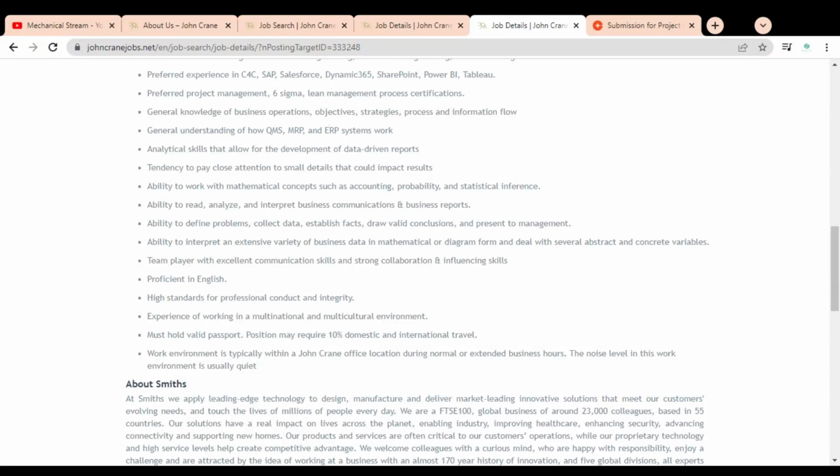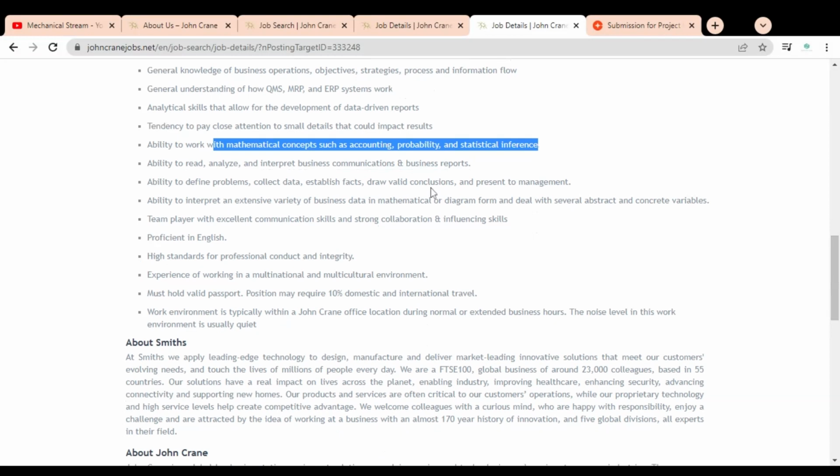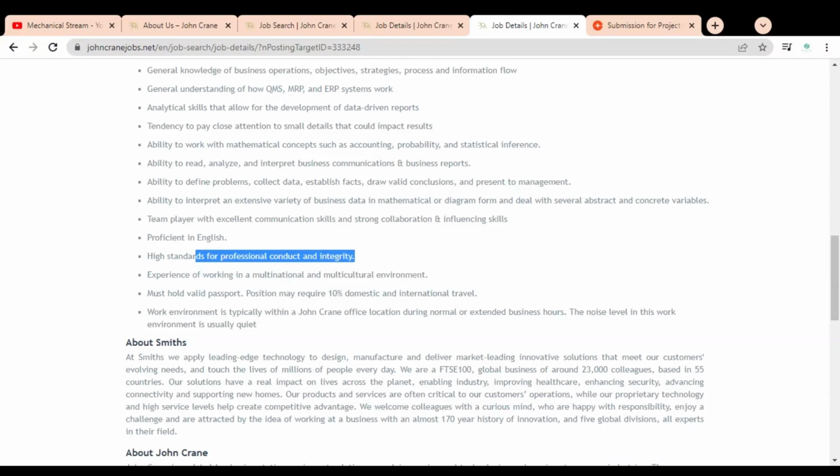So you should know these terms and have analytical skills that allow for the development of data driven reports, and a tendency to pay close attention to small details that could be impacted, and the ability to work with mathematical concepts such as accounting, probability, statistical inference. So these are some of the requirements given, and you should be proficient in English, have a high standard of professional conduct and integrity, and must have a valid passport. The position may require 10% domestic and international travel. So sometimes you will get the opportunity, so it is a very good opportunity for you, as you will get some international travel also.